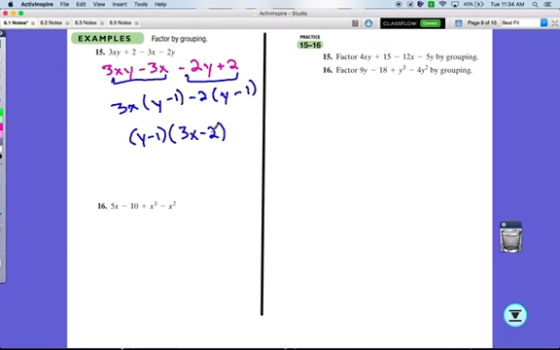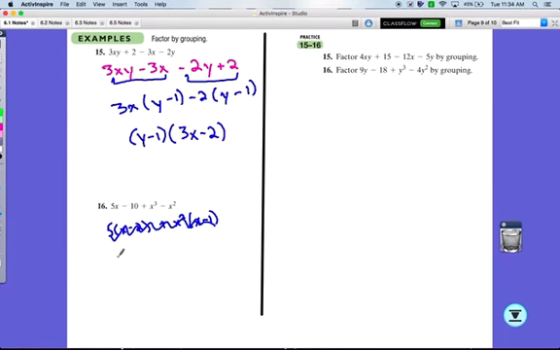All right, and for 16, let's see what's happening here. If I factor out a 5 from the first group, that leaves me with x minus 2. If I take an x squared out of the second group, that leaves me with x minus 1. Those two parentheses are not the same, so that doesn't work out.